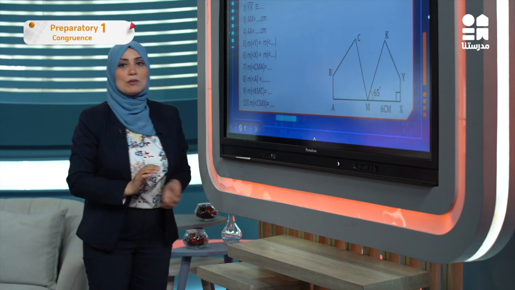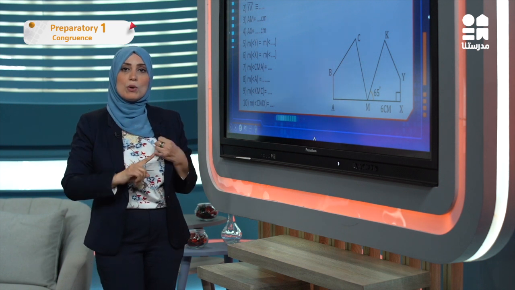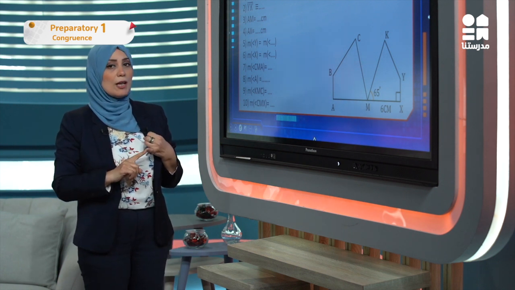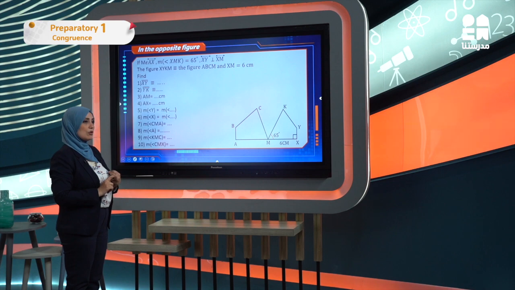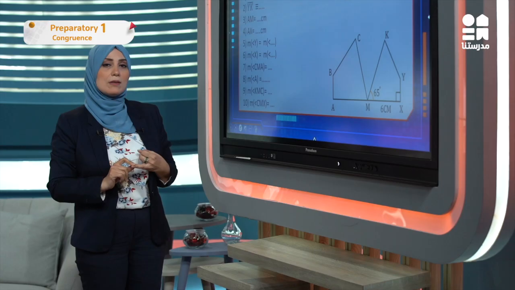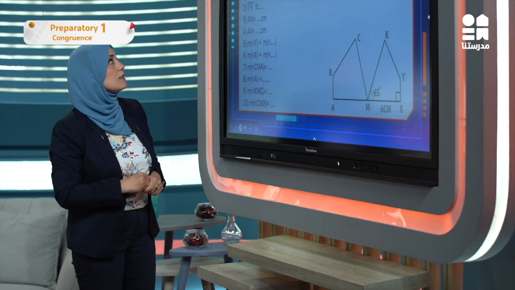Here, as we said, there are three types of congruence. The first one is for line segments. We have the same length for both. The second one is for angles, so the same measurement. And the third one for polygons. Here we have this one.